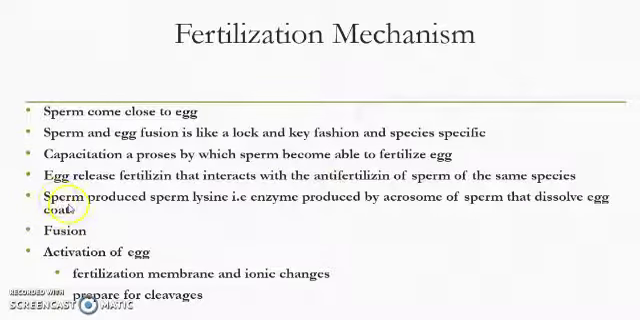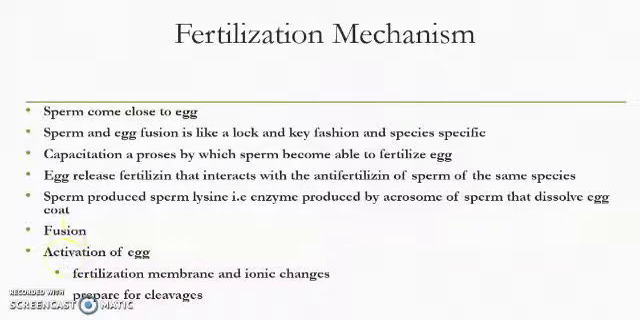Next one is the sperm penetration. For that, the sperm produces a lysin, which is called sperm lysin. It is an enzyme produced by the acrosome. Acrosome is lysosomal in nature, present in the head of the sperm, and this helps the sperm to dissolve the egg coat so that it can enter into the egg, when the egg and the sperm nucleus fuse.